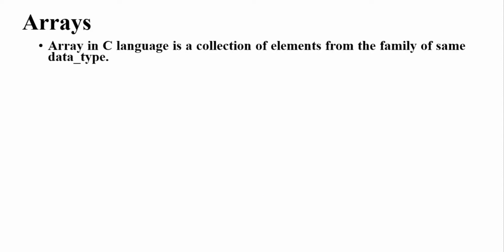Arrays in C language is a collection of elements from a family of same data type. So when we say data type, it can be int, it can be char, it can be long, or any other data type. Okay, so these variables contain elements of same data type.